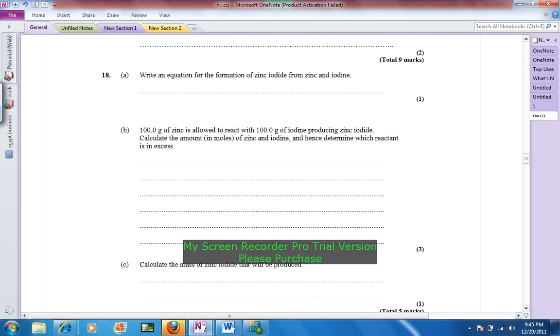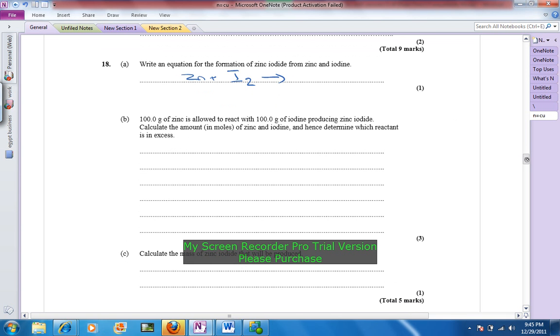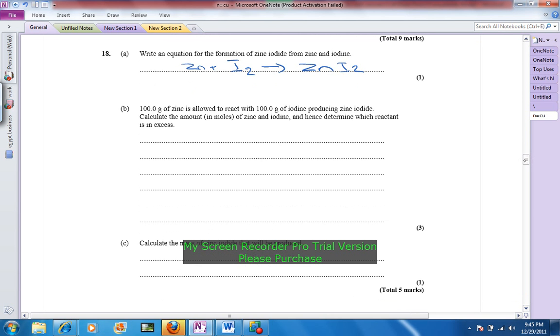Alright. Next question. It's asking you to write an equation for the formation of zinc iodide from zinc and iodine. So it'd be Zn plus I2. You know it's a diatomic molecule. Do not forget, it's a diatomic molecule. Okay, so ZnI2. It's 1 mark, 1 easy mark. It's a nice mark. I like it.